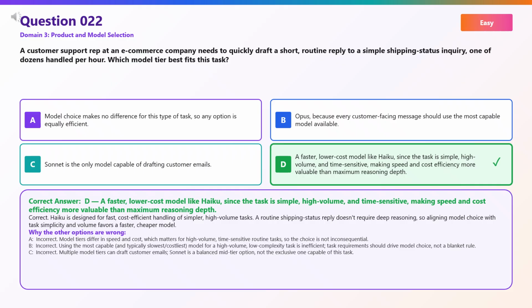C. Sonnet is the only model capable of drafting customer emails, is incorrect. Multiple model tiers can draft customer emails. Sonnet is a balanced mid-tier option, not the exclusive one capable of this task.